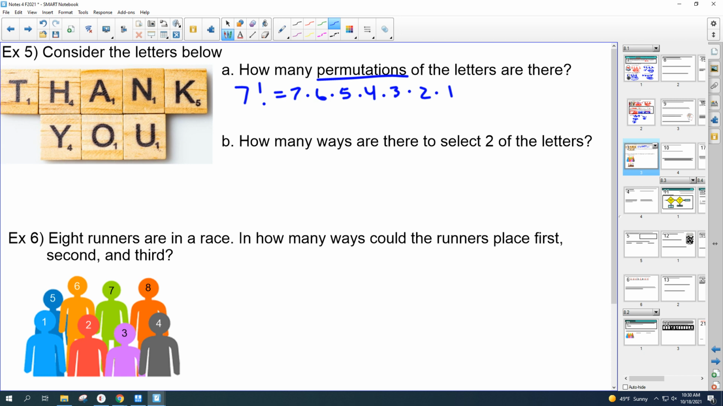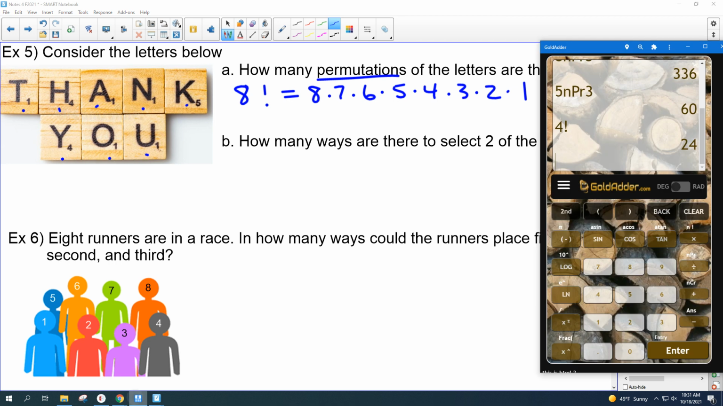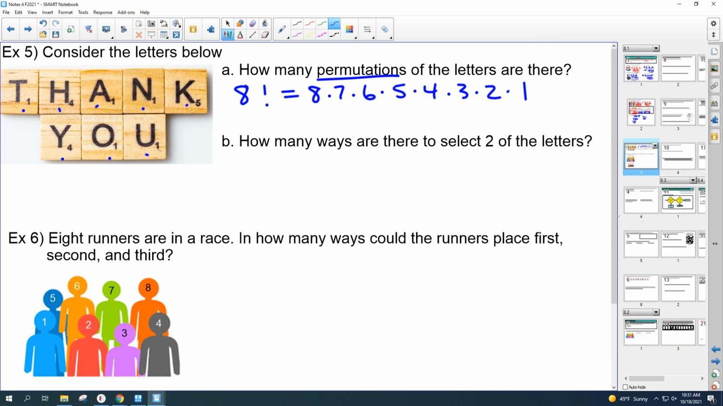Well, that's weird. How did I mess that up? Thank you. It is 8. 1, 2, 3, 4, 5, 6, 7, 8. 8 factorial. 8 times 7 times 6 times 5 times 4 times 3 times 2 times 1. That's 8 factorial, which is 40,320.